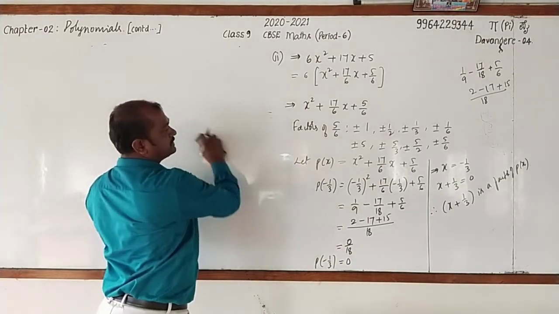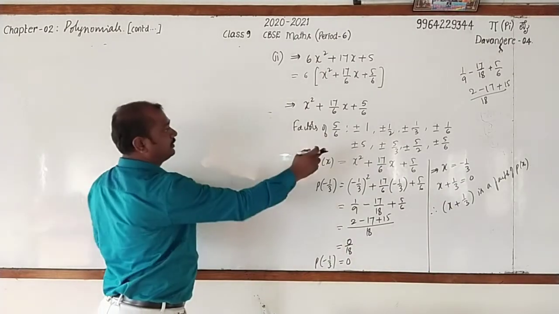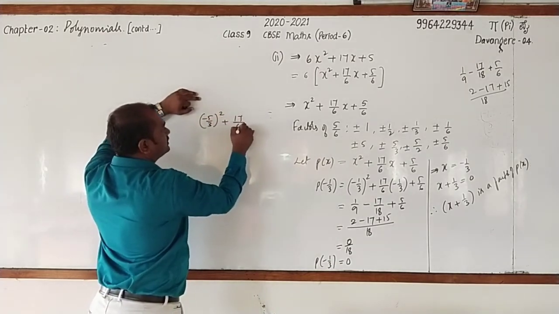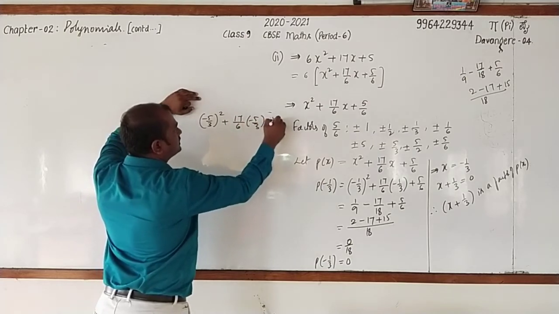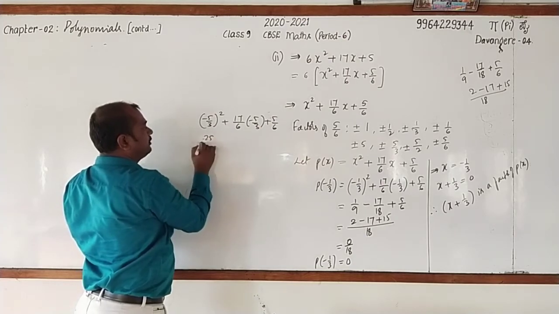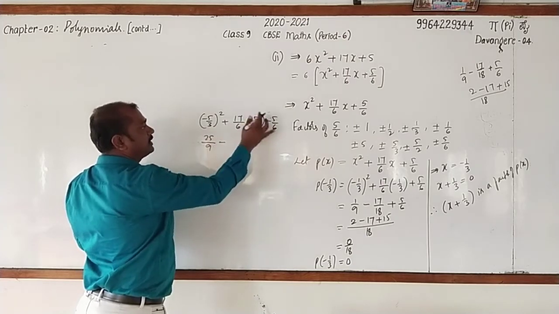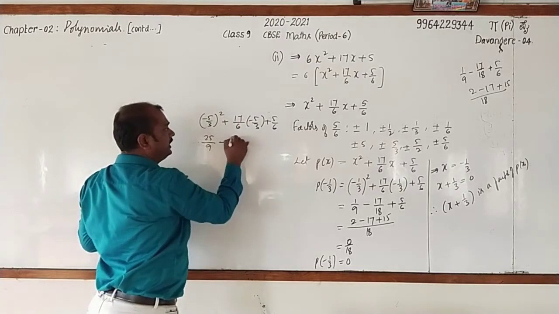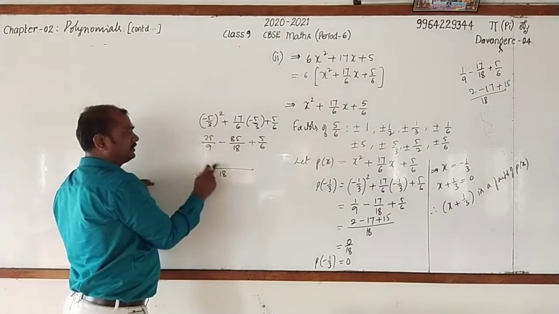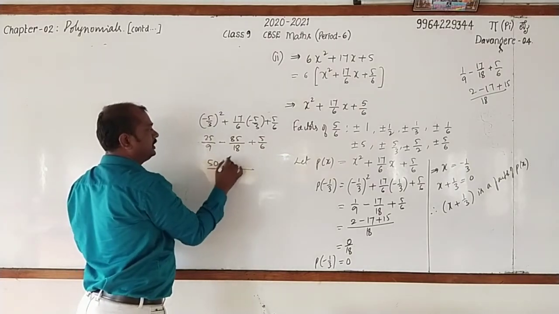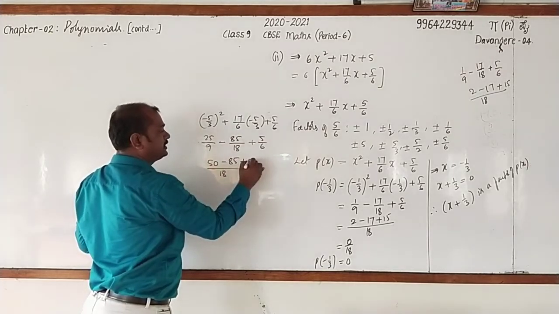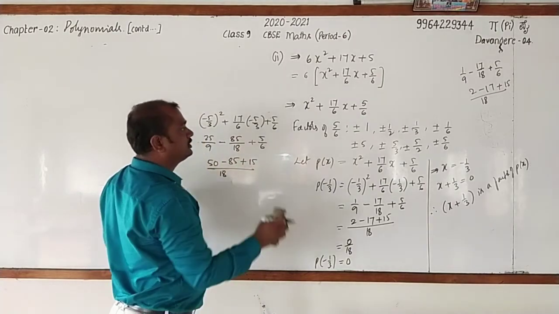Next, other possibilities. Minus 5 by 3. Minus 5 by 3 whole square plus 17 by 6 into minus 5 by 3 plus 5 by 6. Go for this: it is 25 by 9 minus 17 fives are 85, 6 threes are 18, plus 5 by 6. 18 is the LCM, 9 twos are 18, 25 twos are 50, cancel 85, then 6 threes are 18, 3 fives are 15. Again it is not equal to 0.